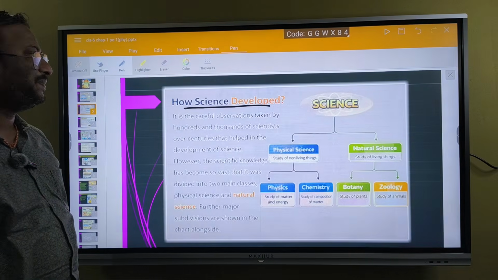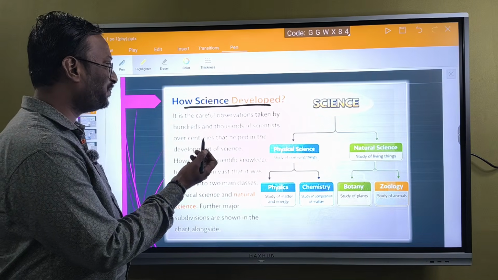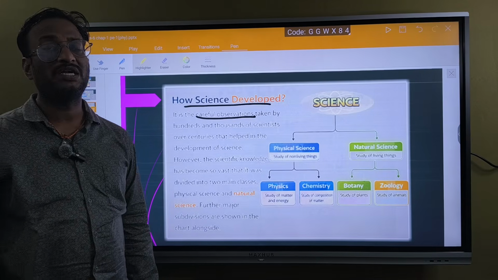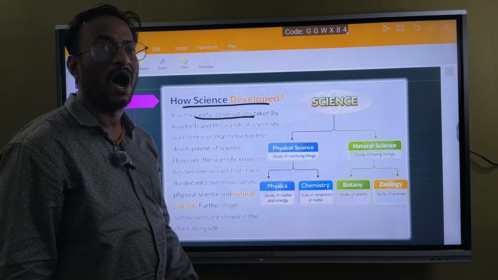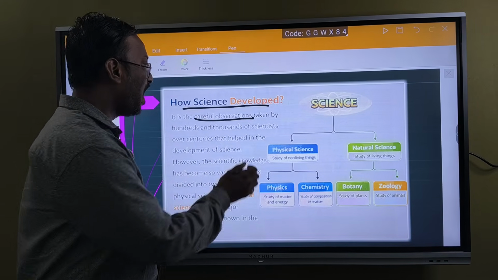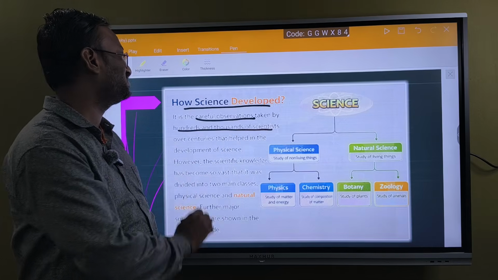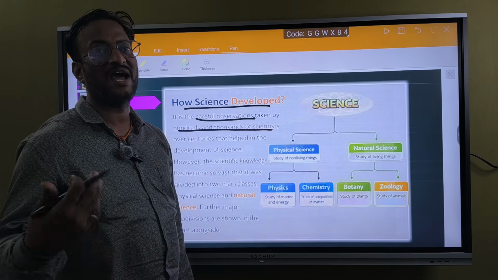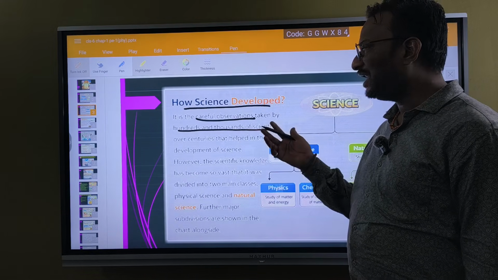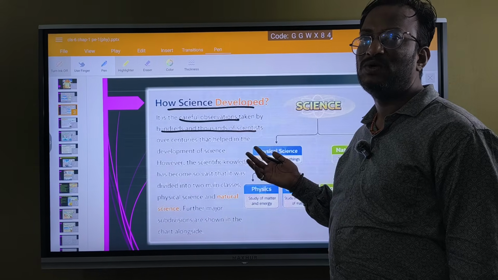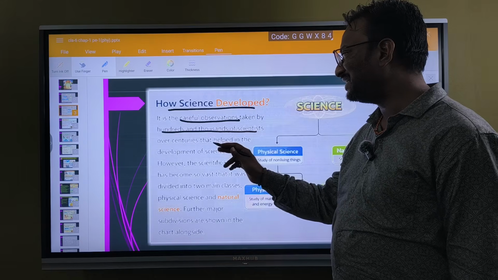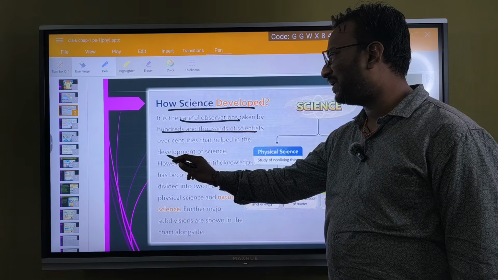How is science developed? It is developed with the help of careful observations. In order to do anything, first of all, we have to observe carefully. Careful observation has been made by hundreds and thousands of scientists. They have worked a lot, and with their help only, we are able to study physics and chemistry now. Over the centuries, that helped the development of science.